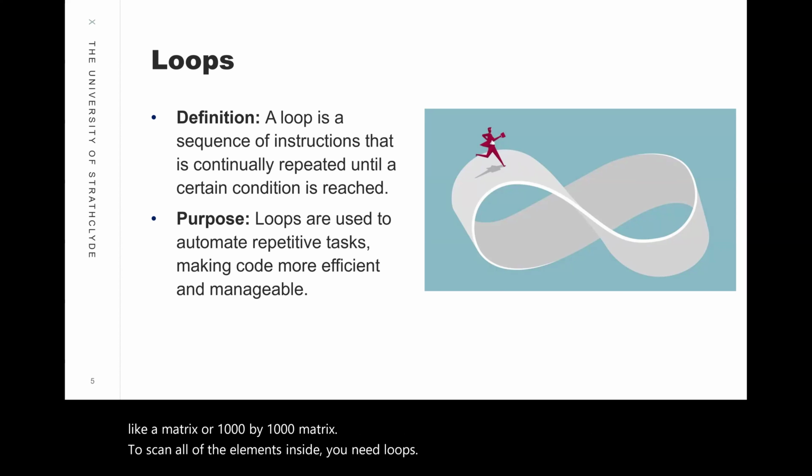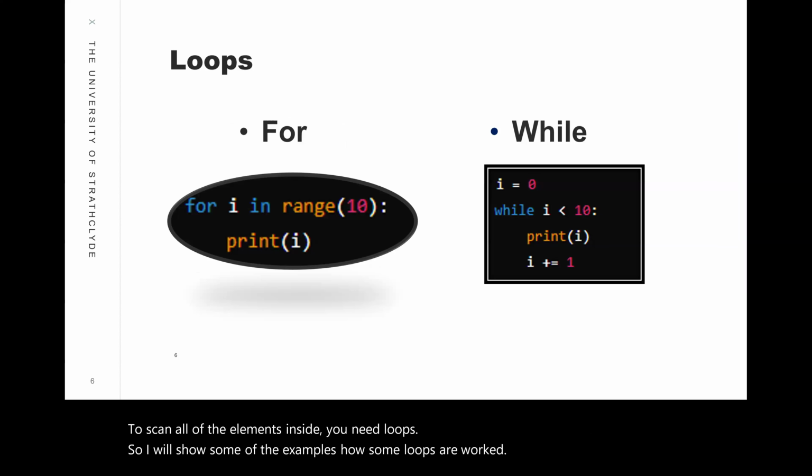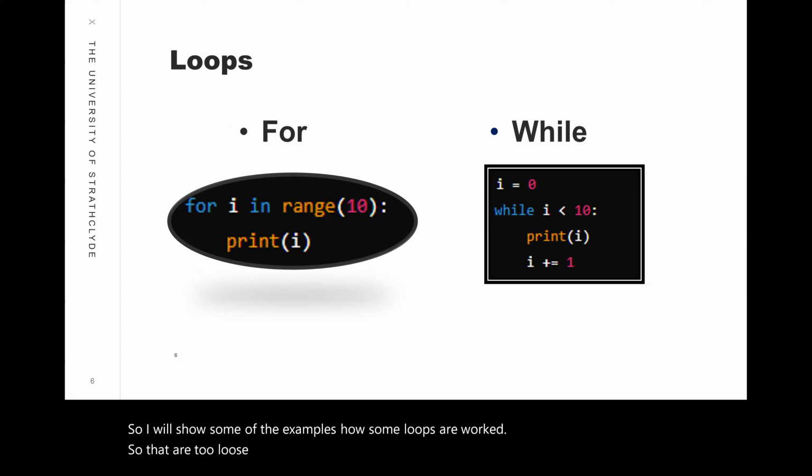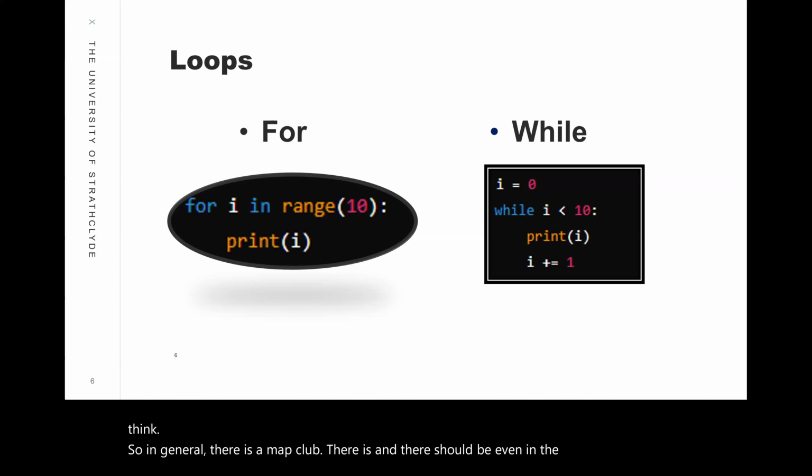I will show some examples of how loops work. There are two loops that are very interesting and always used in programming languages, I think. In Java there is, in MATLAB there is, and there should be even in C. So, for and while loops.